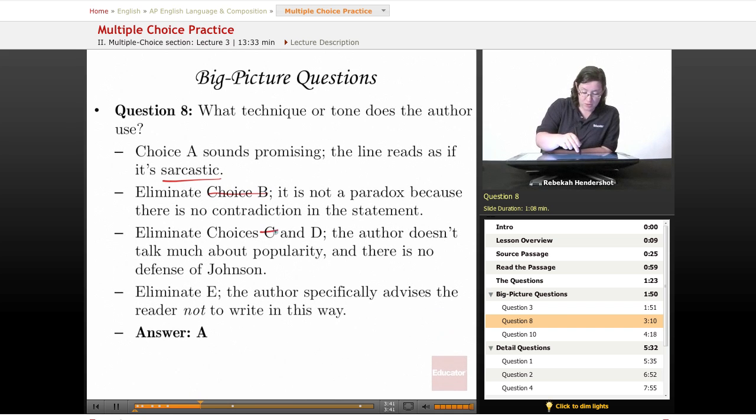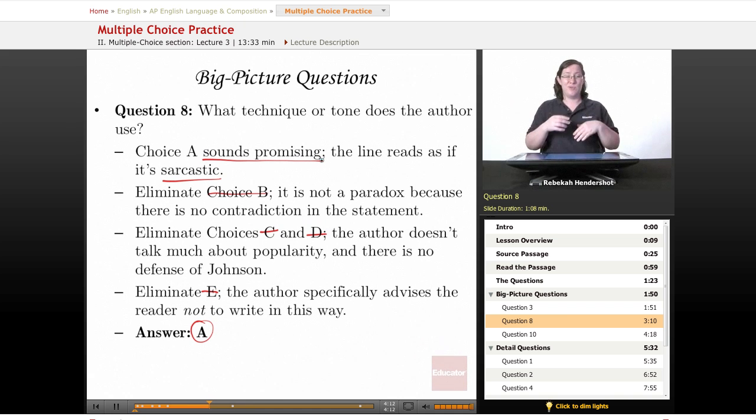You can also eliminate choices C and D. The author doesn't really talk a whole lot about popularity, and he is definitely not defending Samuel Johnson. In fact, he seems to have a very low opinion of him. So you can eliminate those. Finally, you can eliminate E because the author specifically advises the reader not to write like that. There's like, no, no, no, this is the negative example. So what you want is something else. So your answer is A. Now notice that all we said at the beginning was choice A sounds promising. The thing about process of elimination is sometimes you'll have to choose between well maybe and probably not, in which case go with well maybe.